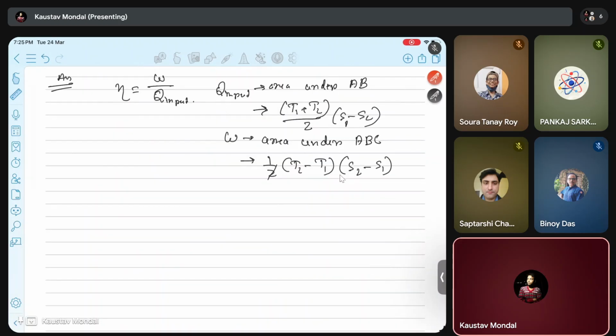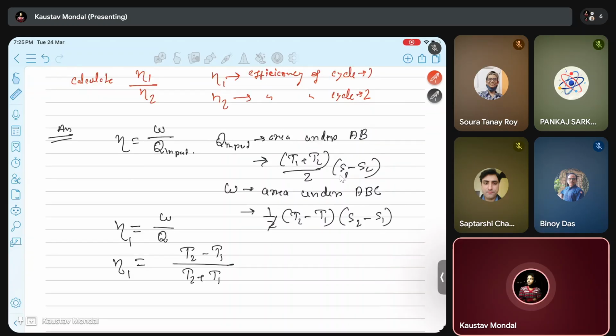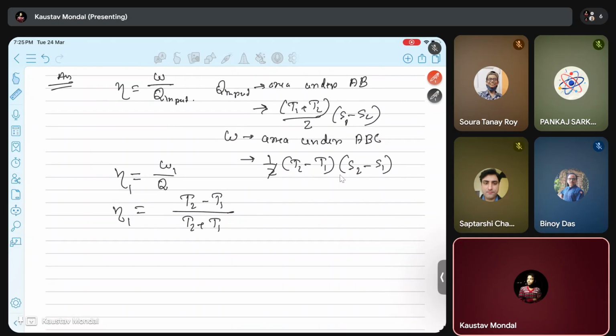So eta will be W by Q, where S1 minus S2 and S2 minus S1 will cancel. So we get (T2 minus T1) by (T2 plus T1). So this would be the eta 1 for the case of the first cycle.